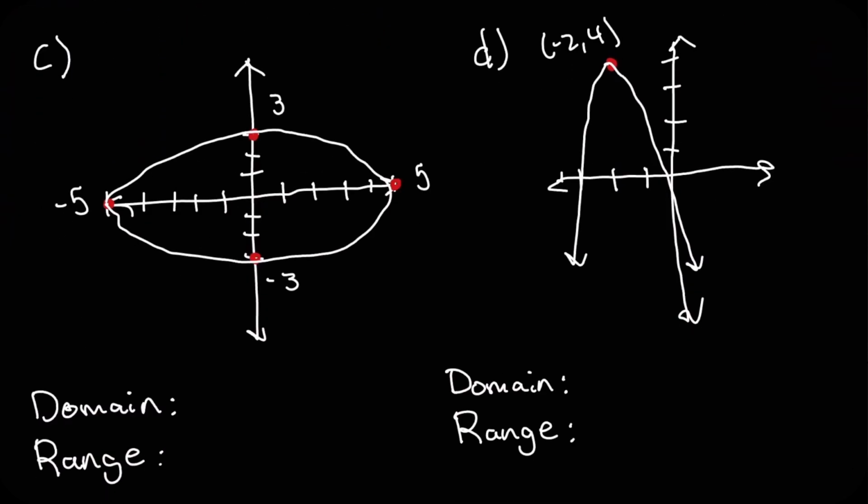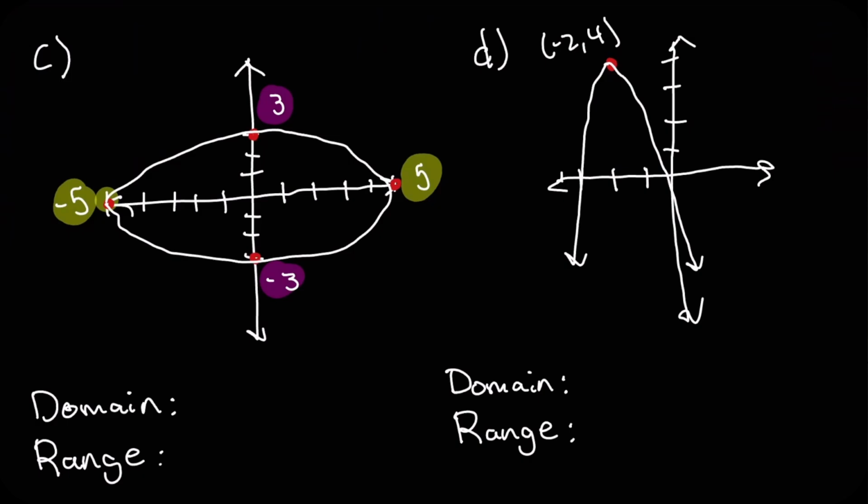Two more examples here with some different graphs. So let's write our domain. First thing we want to do is look at what our x values are. Notice how the furthest we go to the left is going to be a -5, and the furthest we go to the right is going to be a +5. And then the lowest we go on our y-axis is our -3, and the highest we go is a +3.